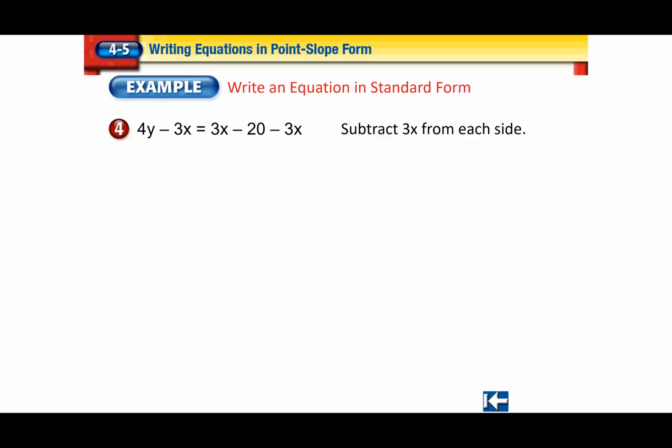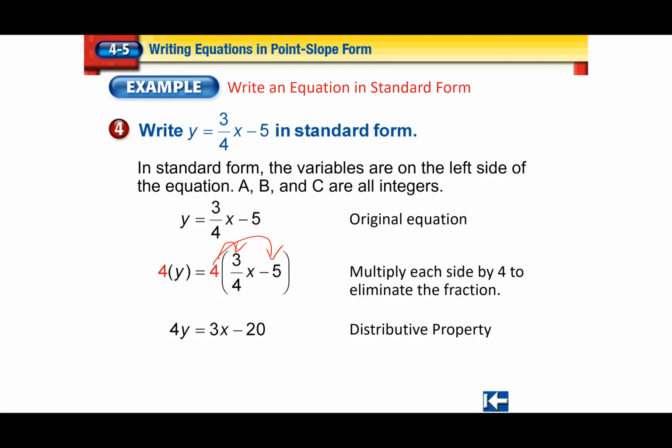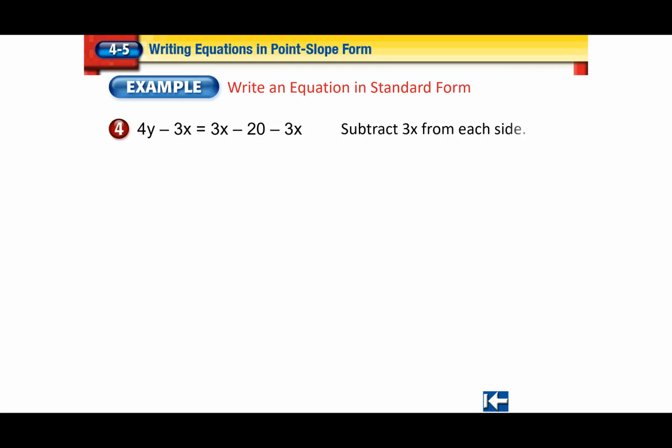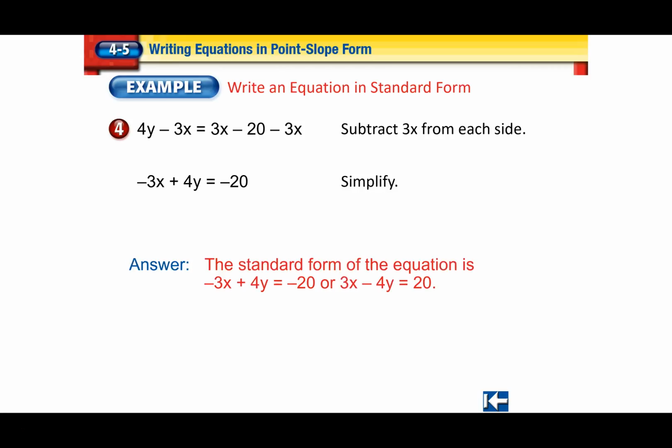From here, we're going to subtract. From there, we've got to take 3x onto the other side. So we subtract 3x. Gives me x, a, b, and c. So the standard form of an equation is either one of these. So it depends on which one's positive, which one's negative.